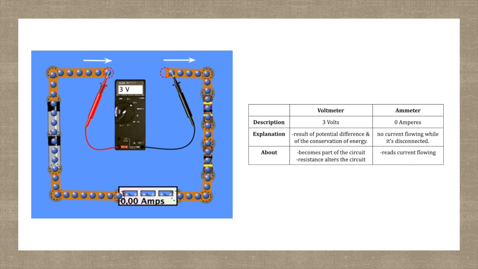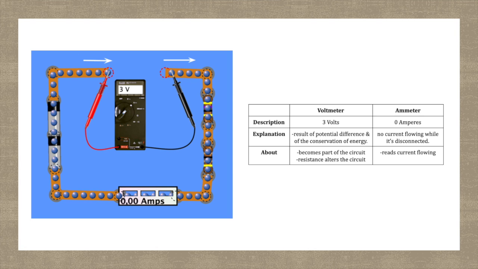Specifically about voltmeters, they become parts of the circuit, and their resistance in turn can alter the circuit readings as well. On to ammeters, we observe how there's a 0 reading, and that's because no current is flowing while it's disconnected, and otherwise it reads the current that's flowing.